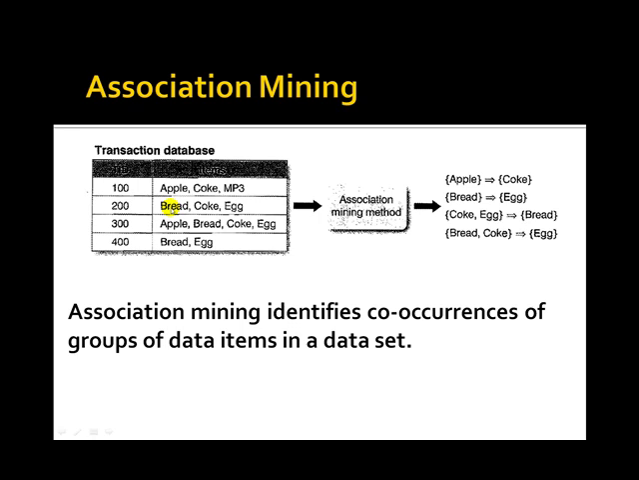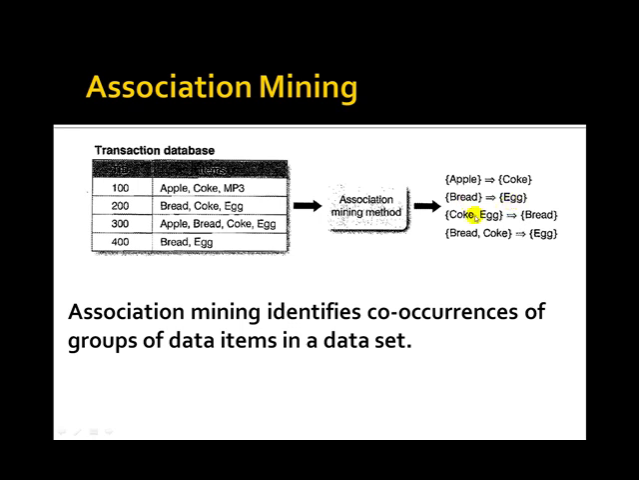For example, if people buy apples, do they usually buy something else? If people buy bread, do they usually buy something else? If people buy eggs, do they usually buy something else? So, for example, we might come up with a rule, like here on the right, that if people buy apples, then they usually buy Coke. Or we might come up with a rule like if people buy bread, then they usually buy eggs.